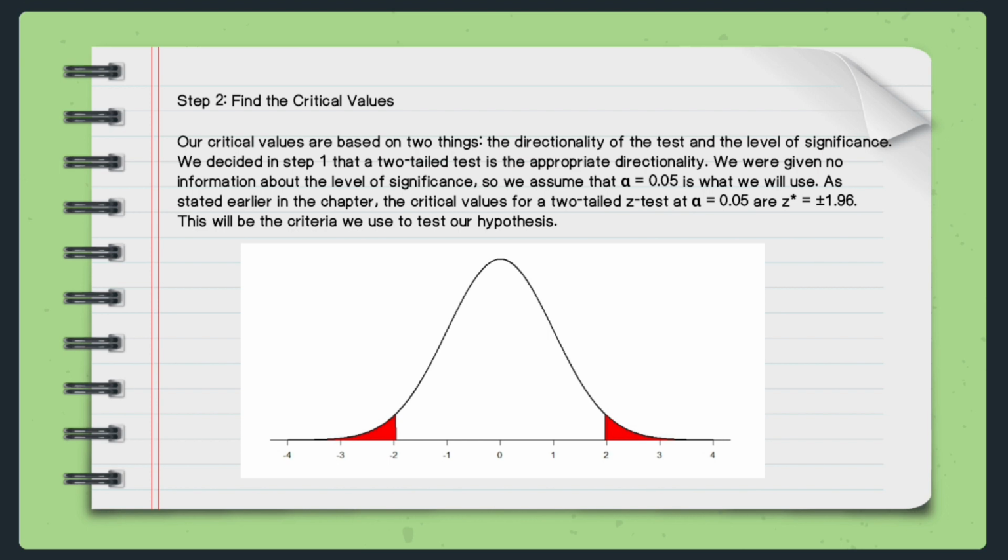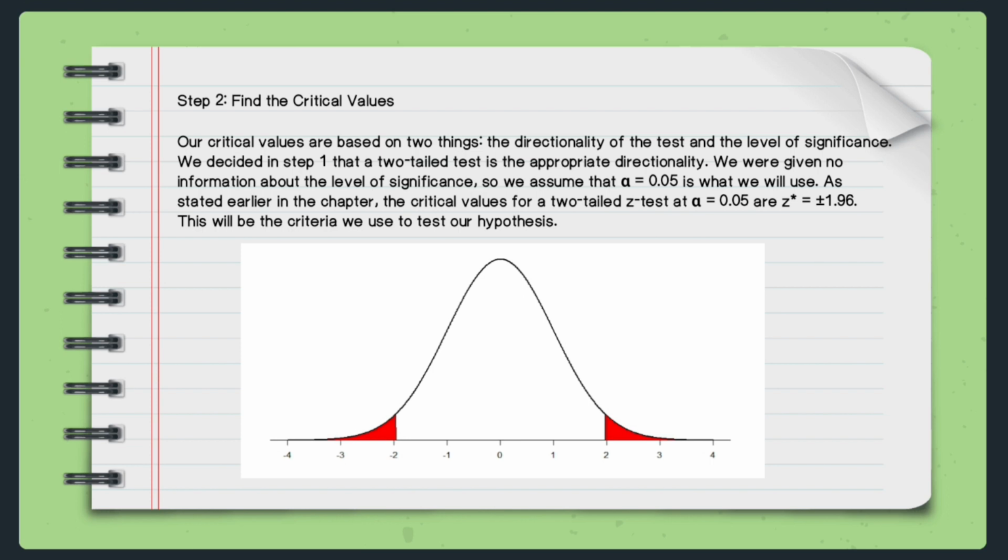As stated earlier in the chapter, for a two-tailed z-test with a level of significance equal to 0.05, the critical value is equal to 1.96. This will be the criteria we use to test our hypothesis.